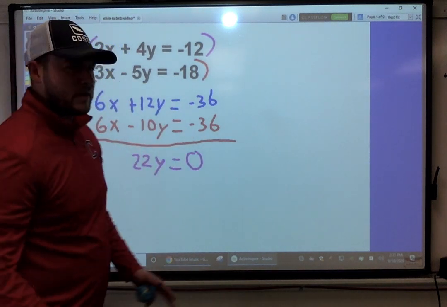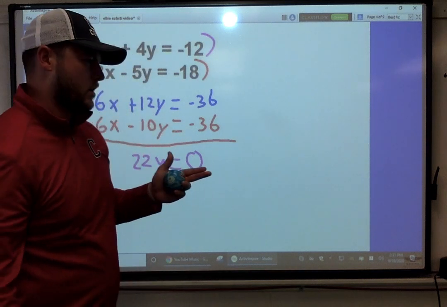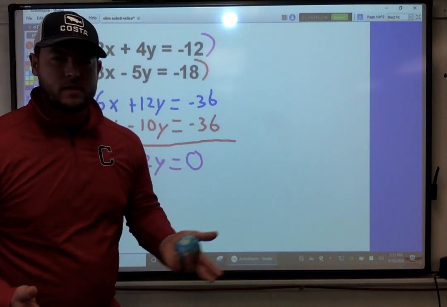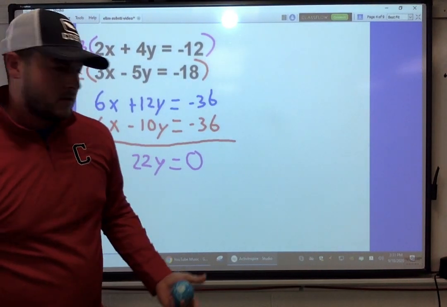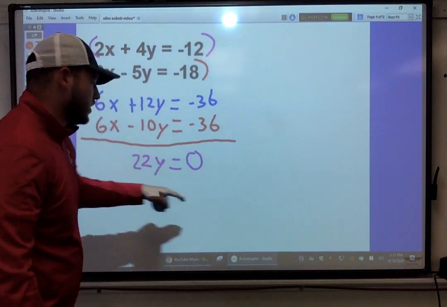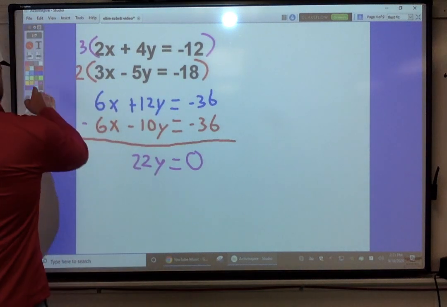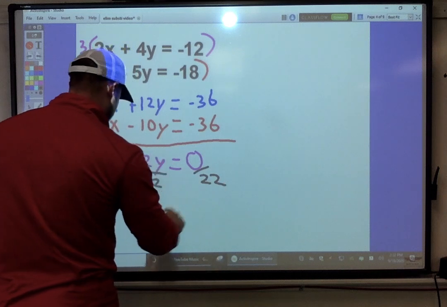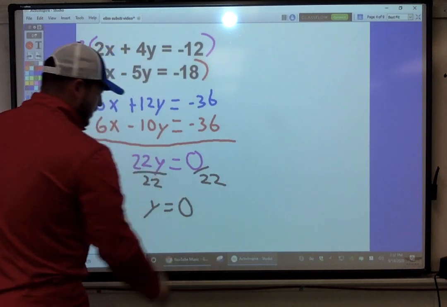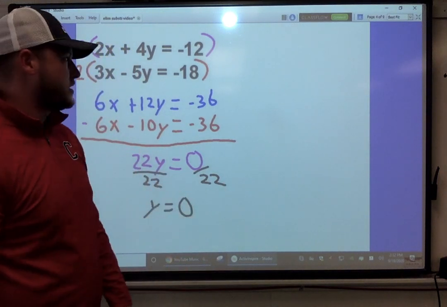And you guys, sometimes we'll see 22y equals 0. Well, I guess I'm done. No, right? 0 is still a number. So we're still going to divide by 22 to get y by itself. And obviously you guys know 0 divided by anything is 0. So our y value is 0.